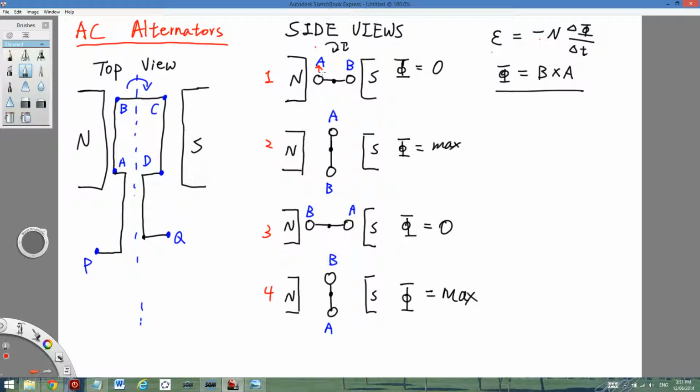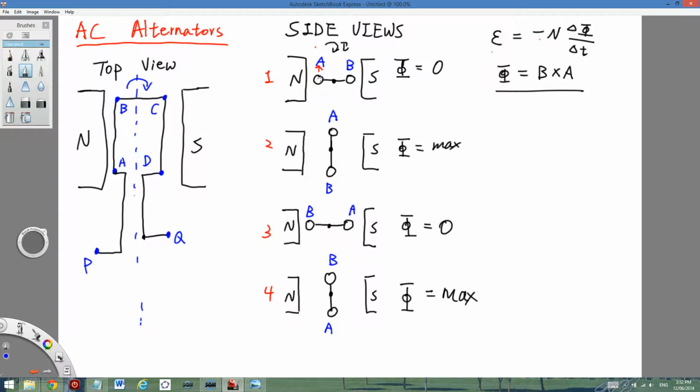Force is acting up, and what's happening is the current tries to pull it down. Remember Lenz's law from last week? We apply a force upwards, but the wire is not happy. The wire wants to stay there, so it pulls me down. The wire generates a force downwards.